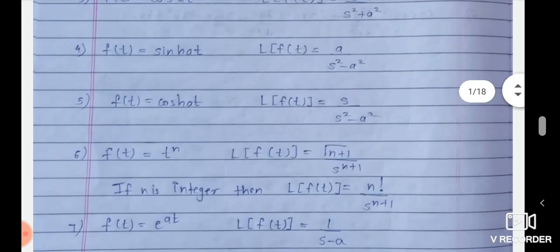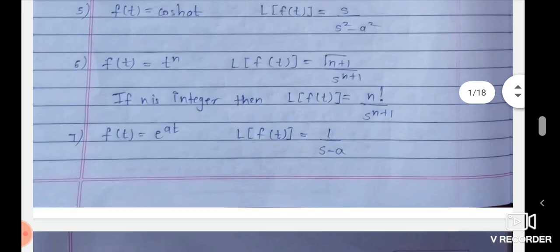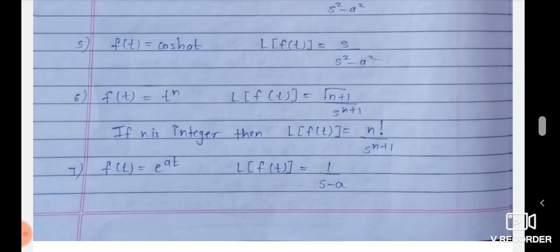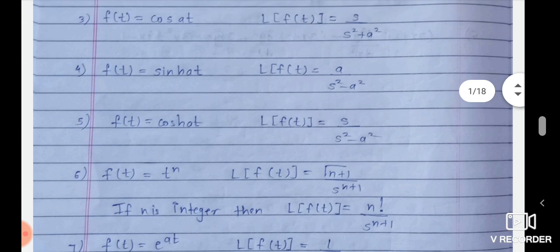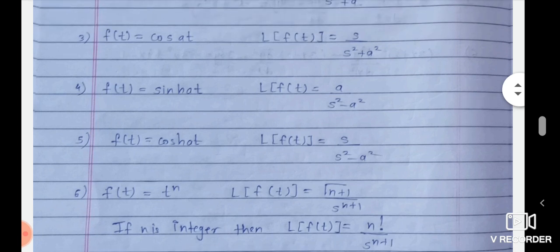Okay. There's one thing I would like to say. Here you are having sine hat, so that is nothing but a hyperbolic function. Okay. Sine hat is what? Hyperbolic function. Cos hat is hyperbolic cosine function.